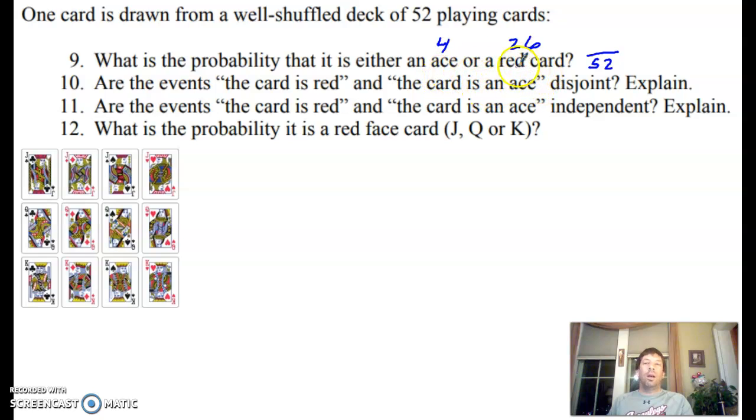So technically, we have 26 red cards, and 2 of the aces are already included, so we just need to add on the other 2 aces. So our probability would be 28 out of 52.